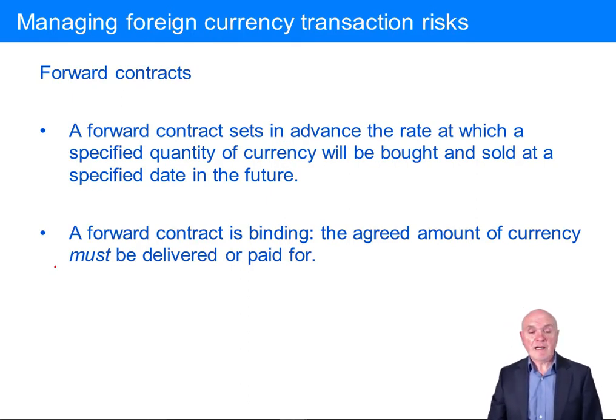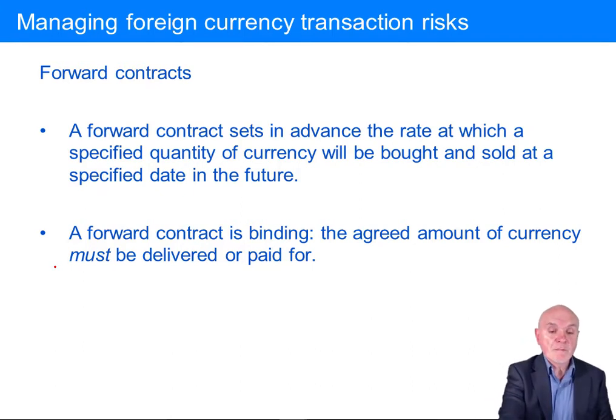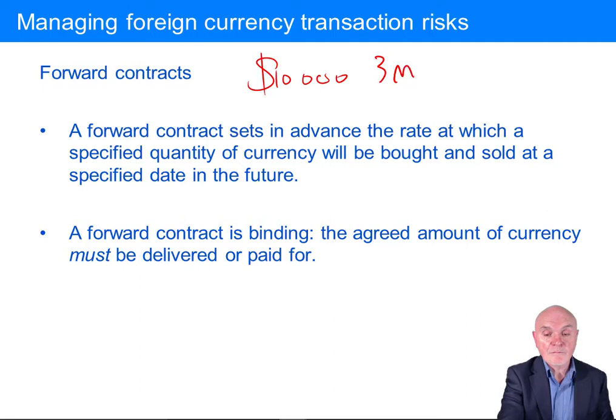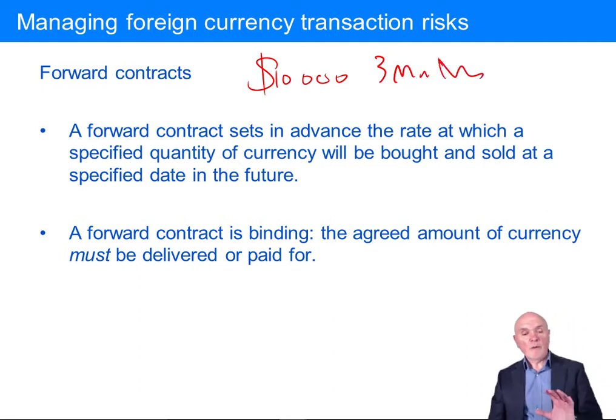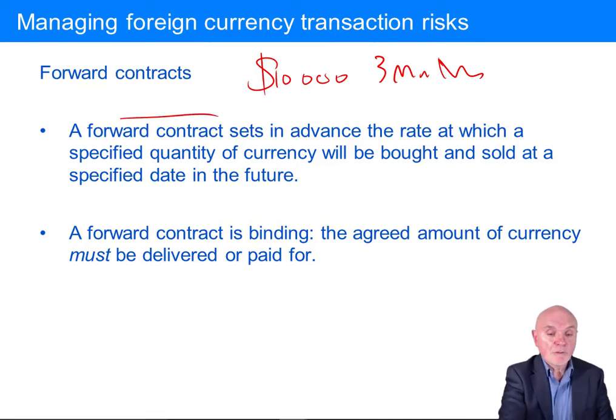A forward contract simply sets an exchange rate in advance. So a forward contract sets in advance the rate at which a particular sum of money can be changed at a particular date in the future. So you know that maybe you're going to be getting in, let's say, $10,000, or having to pay out $10,000, maybe in 3 months. We don't know what that's going to be in pounds because the exchange rate is going up and down. So you take out a forward contract, maybe at 125.